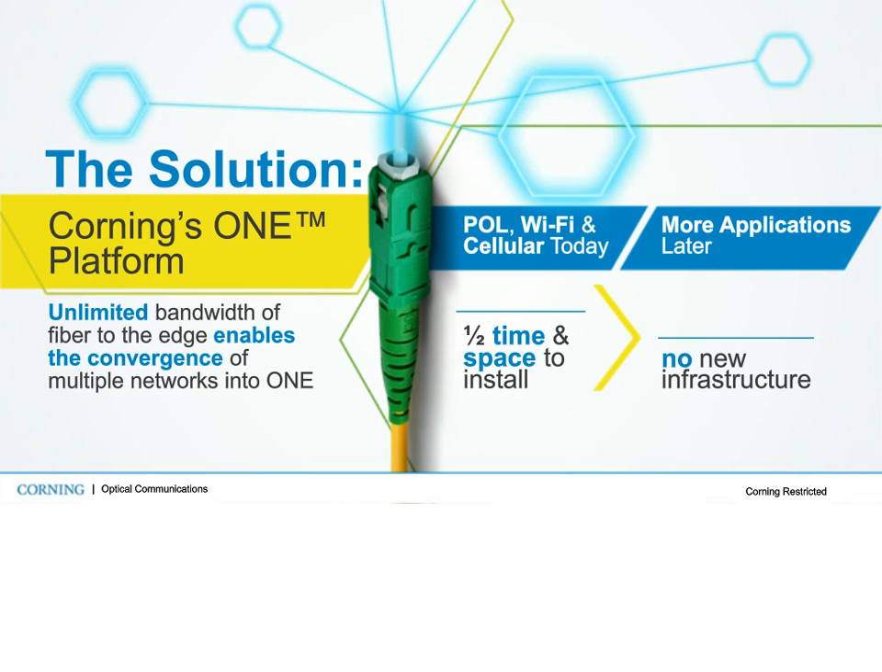So the solution that we're going to talk about today is really the Corning One platform. Corning developed this solution based upon the needs of enterprise customers that we've spoken to. And the Corning One solution is really a platform that allows the convergence of different applications across the same fiber optic cabling backbone. Immediate solutions that it can provide today could be passive optical LAN, Wi-Fi networking, cellular service today on a DAS, and then down the road more applications.